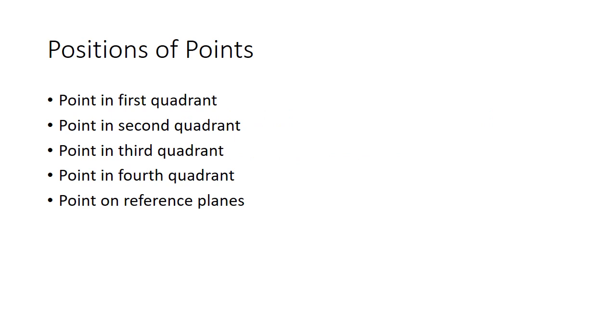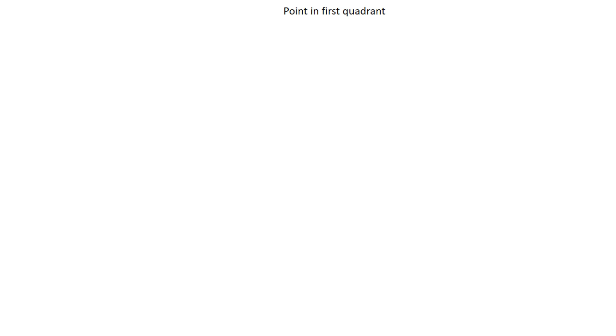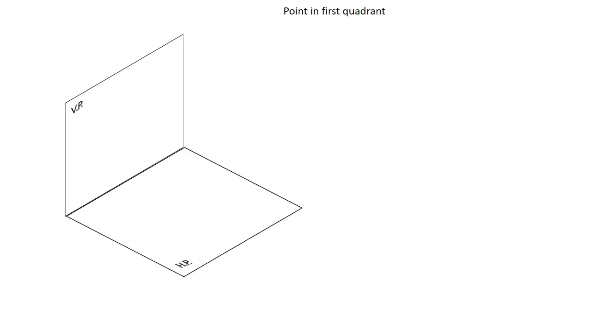In this session, we will get into the details of point projection in the first, second, third, and fourth quadrants, and also learn to construct front view and top view in different positions of points. Let us start with the pictorial or three-dimensional representation. First case is point in first quadrant, vertical plane, horizontal plane.